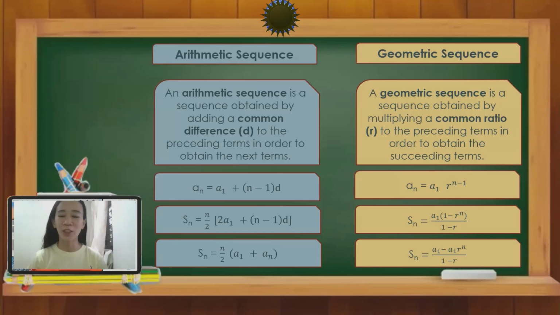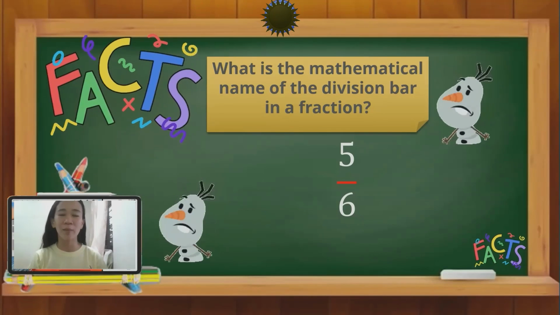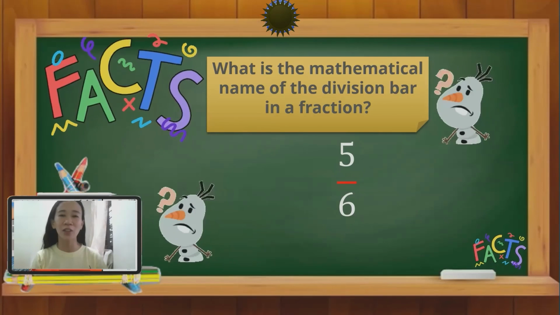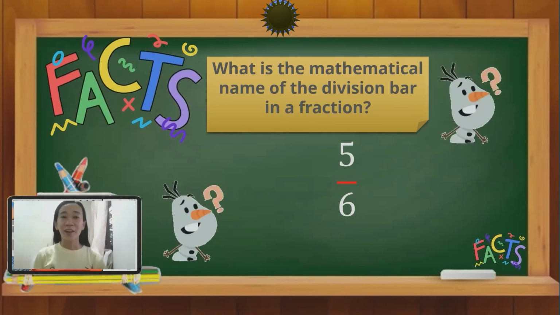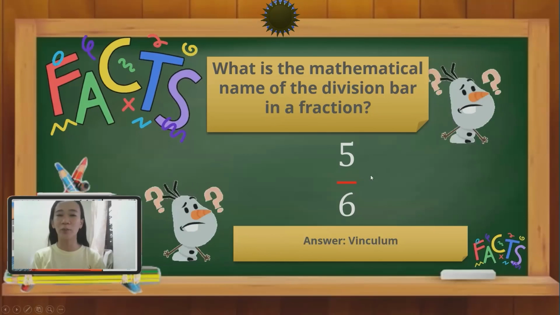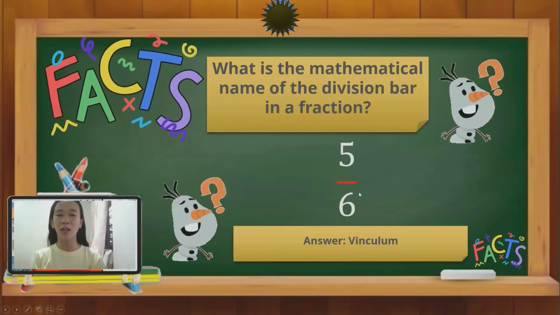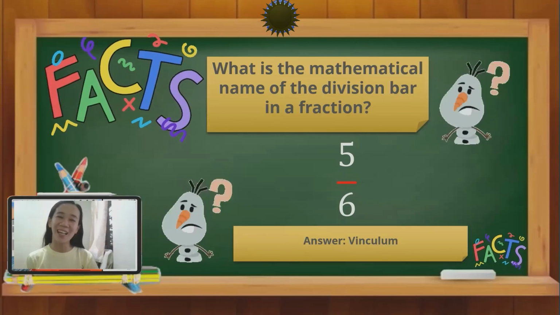Now let us proceed to our trivia. What is the mathematical name of the division bar in a fraction? Our answer is vinculum. This division bar between 5 over 6 is called vinculum.